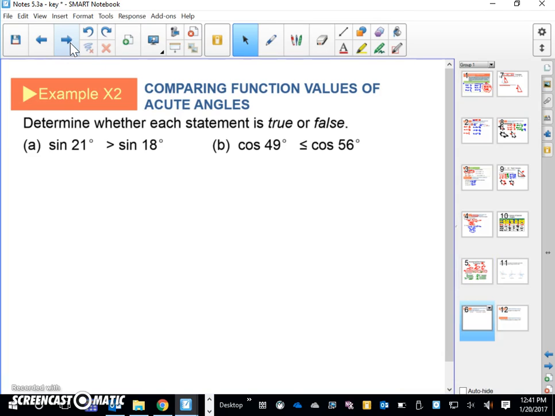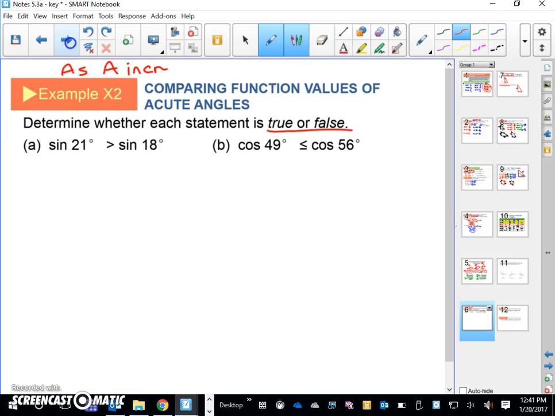Then we've got example X2. Determine whether each statement is true or false. So we're going to answer true or false. Go back and remember that saying: as the angle A increases, Y increases, and X decreases. As the angle increases, Y increases, and X decreases.